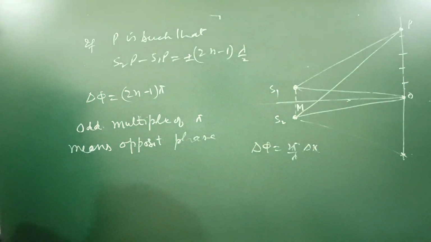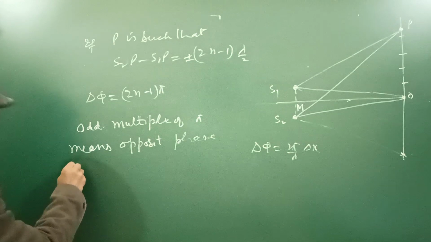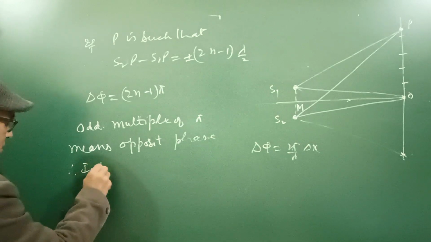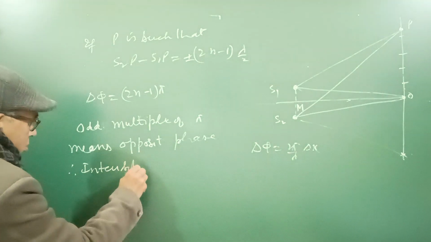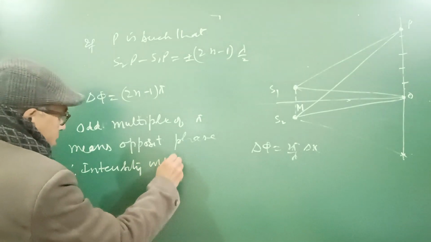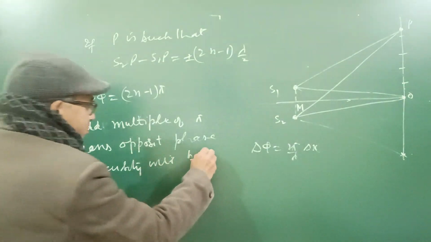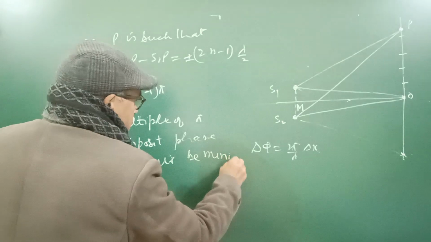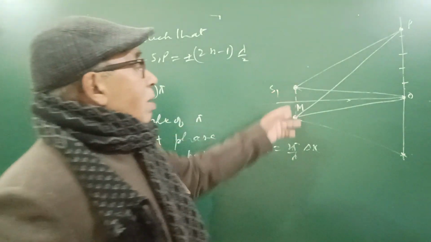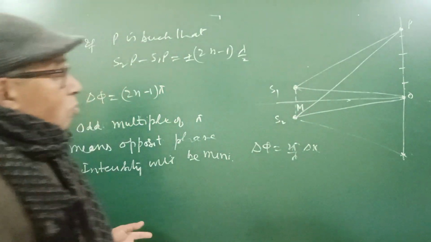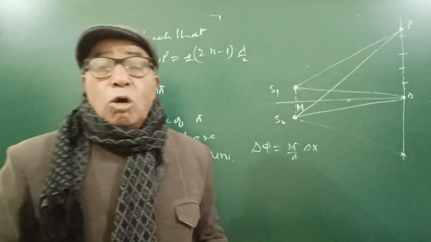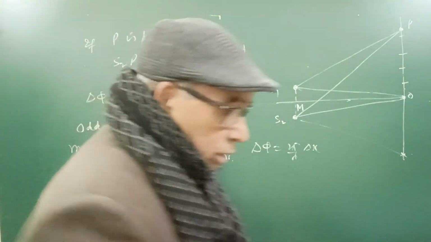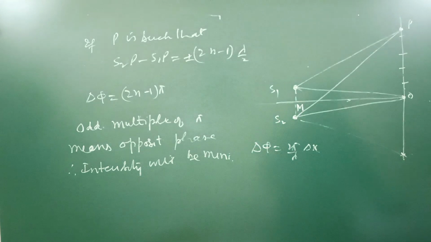Hence intensity will be minimum. And if A1 into amplitude of these two are equal, then zero intensity, no sound will be heard. Now you might be thinking where it happens.